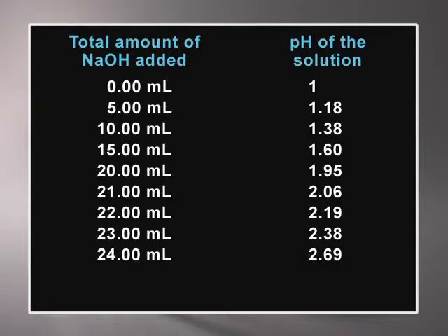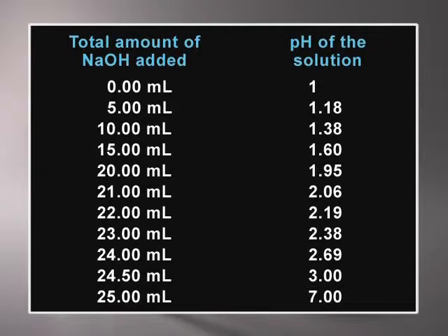Now watch carefully. Now I'm only going to add half a milliliter of base. Another half milliliter of base to give me a total of 24.5 milliliters raises the pH to a value of 3, and the next half milliliter of base raises the pH from 3 all the way up to 7.